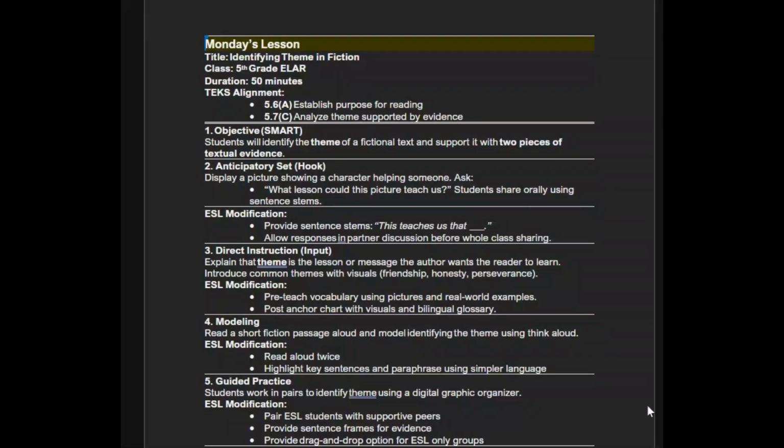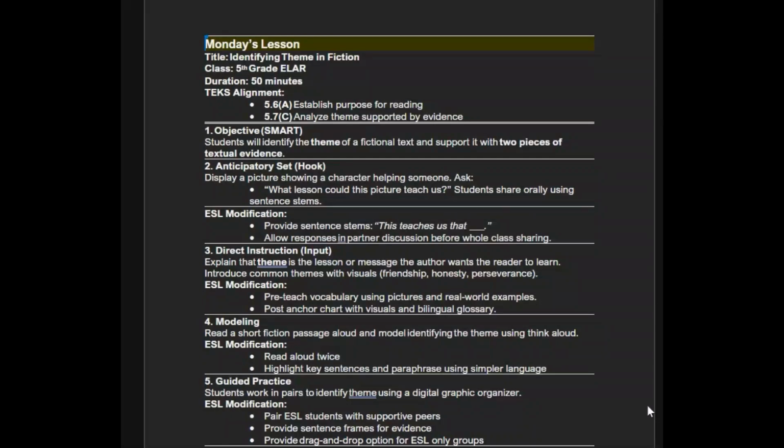So the direct instruction would be to explain what a theme is, the lesson or the message that the author wants the reader to learn, with visuals such as friendship, honesty, perseverance. The ESL modification is to pre-teach the vocabulary using pictures of real world examples and post an anchor chart with visuals and a bilingual glossary so they can relate to what they're seeing.